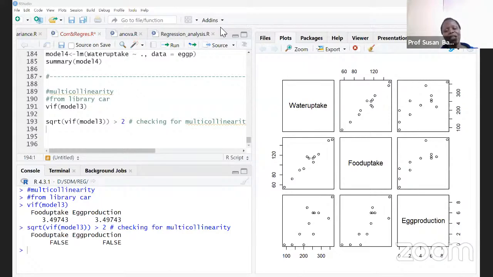Mult means many, collinearity means correlation. I don't see the cursor moving. This leads to confusion. No way, Olivia. I'm just talking. So, okay, here is the cursor moving.